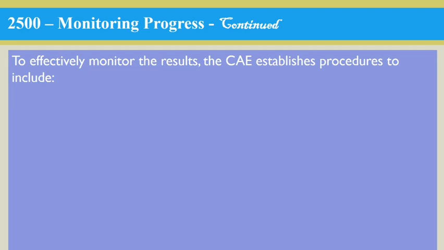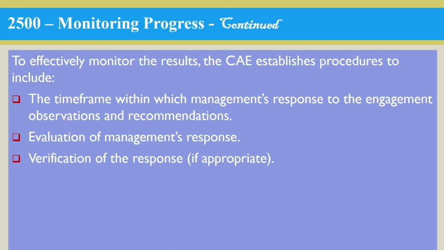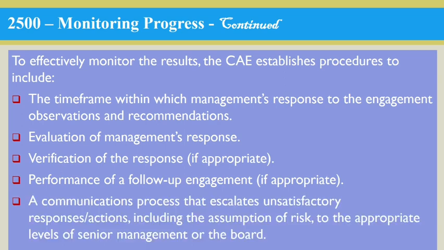To effectively monitor the results, the Chief Audit Executive establishes procedures to include the following: the time framework within which engagement clients must respond to the engagement observations and recommendations, evaluation of management response, verification of the response, if appropriate, performance of a follow-up engagement, if appropriate, and a communications process that escalates unsatisfactory response action, including the assumption of risk, to the appropriate levels of senior management or the board of directors.